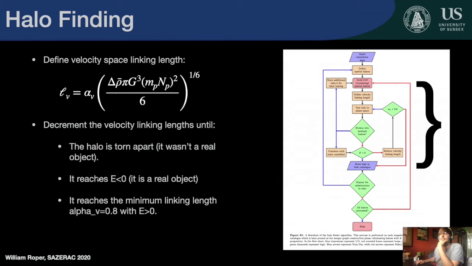It becomes bound, so it is now a real object. We've managed to remove particles that shouldn't have been there and uncovered the bound object underneath. Or we allow it to reach a minimum value of this coefficient alpha out the front. And if it reaches that value but still has E greater than 0, we keep it and then test, at the stage of building a graph, if it's linked to anything real in the past. And if it was, then it's a real halo and it gets kept based on the halo definition.